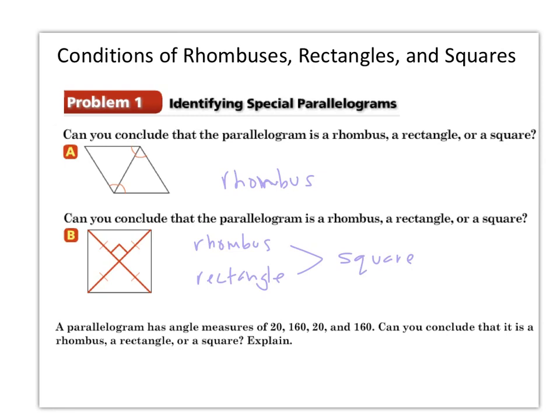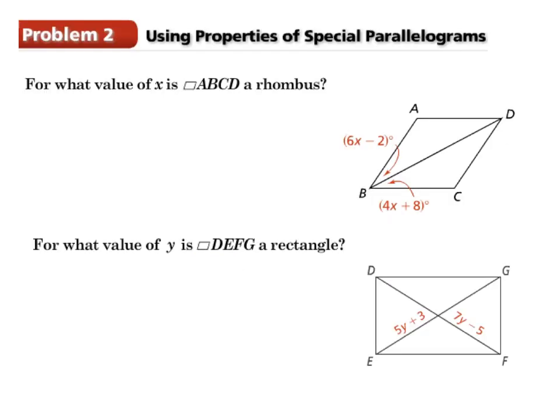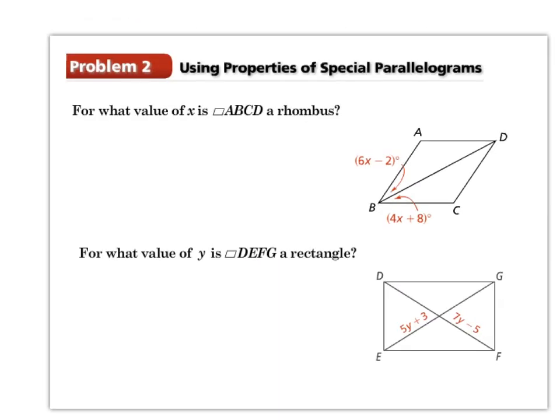All right, the final type of problem we're going to look at here is, again, just kind of solving problems to see what might need to happen for it to be these types of figures here. So taking these special properties into account, it wants to know for what values of x is this figure, A, B, C, D, going to be a rhombus?